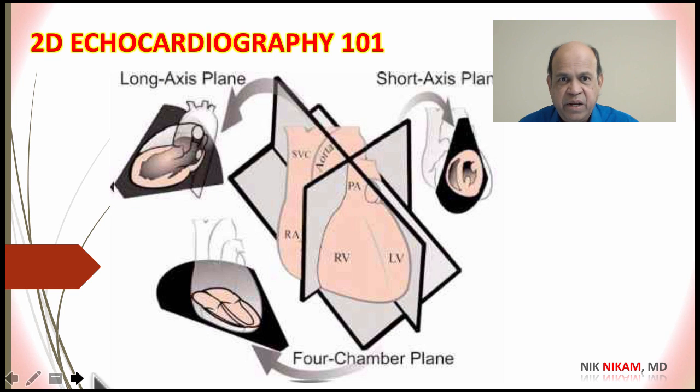There are three main planes along which the ultrasound beam is passed and recorded onto the machine, and then it is interpreted. First, we have the longitudinal axis, which runs from the right shoulder to the apex of the left ventricle, and as the beam fans, it will record the sounds reflected from the aorta, from the left atrium, and from the left ventricle.